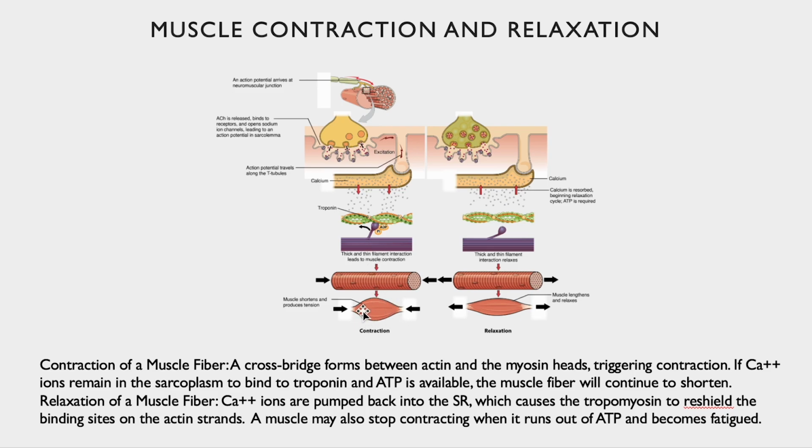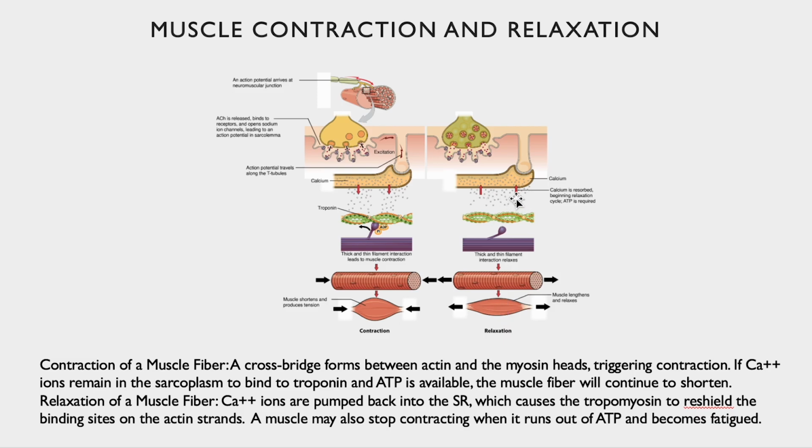Now, when we want to relax the muscle, we need to reverse all this process. We need to attach, it's not represented here, an ATP, adenosine triphosphate, here. So the actin and myosin detach. We break this cross bridge that we formed here. So they detach from each other and the muscle can relax.